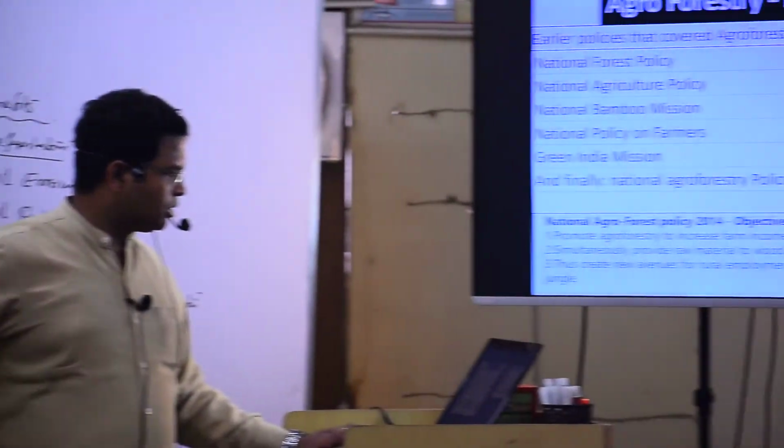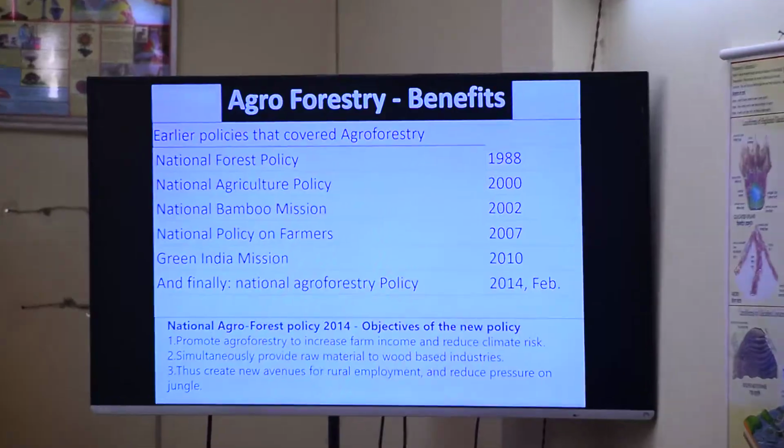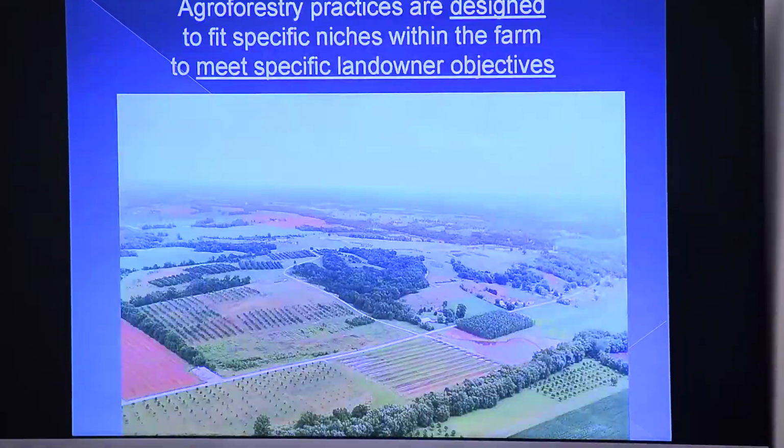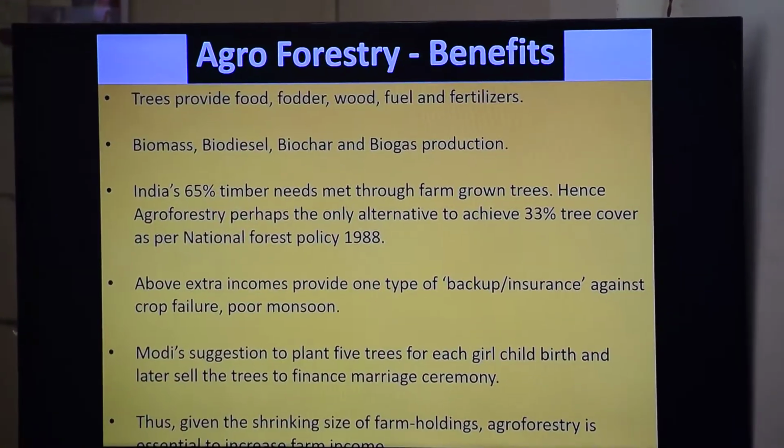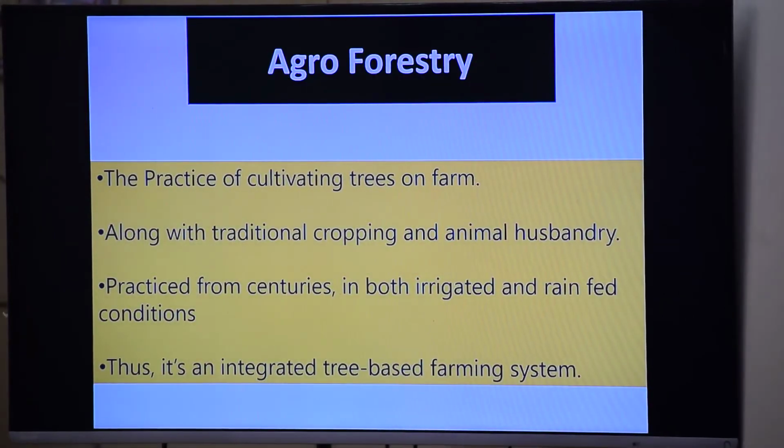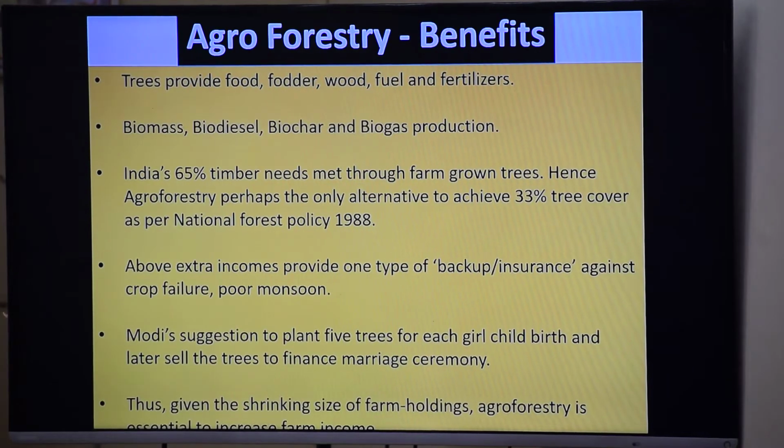If I am talking about agroforestry, the practice of cultivating trees on farm along with the traditional cropping, animal husbandry, practice of a century in both the irrigated and rain-fed condition, thus it is an integrated tree-based farming system. Trees provide, yes, क्या benefits provide कर रहा है? What benefits is it providing? Trees provide food, fodder, wood, fuel and fertilizer.